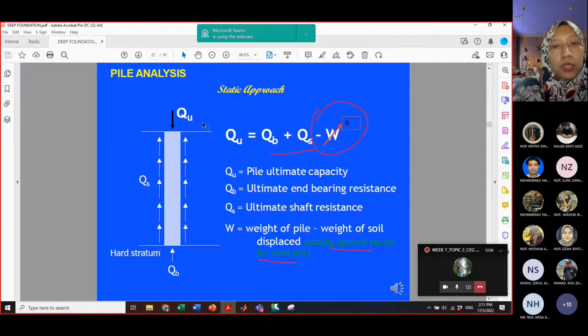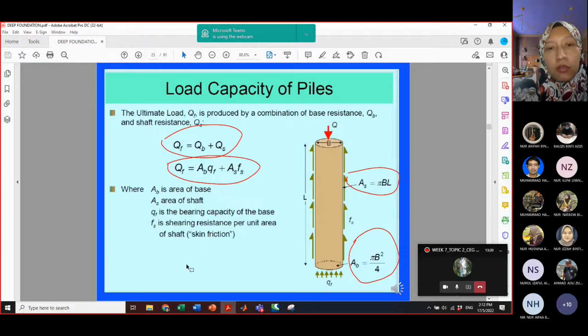So the ultimate bearing capacity of the pile, QU, is the summation of QB plus QS. And the weight of the pile can be assumed as 0. It means W is the weight of the pile minus the weight of the soil displaced, which is how much we excavate to place that pile. But somehow it is ignored except for the steel pile. Okay. This is similar to what I explained just now.